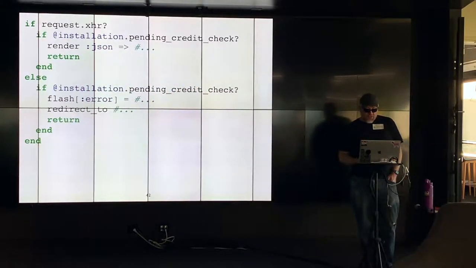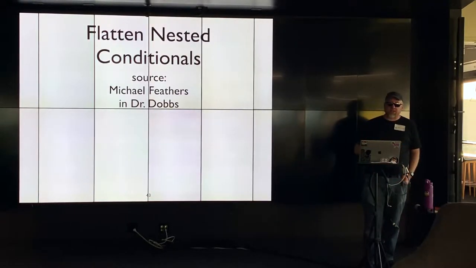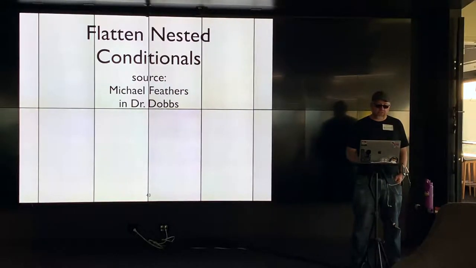Fortunately, both the distracting details and the duplication have the same solution. I'm going to take these two layers of if statements and I'm going to invert them. To accomplish this, I'm going to use a technique called flatten nested conditionals. This is not in the refactoring book. I stumbled across this in a Dr. Dobbs article by Michael Feathers. It's a useful one to have up your sleeve. So I'm going to go through it in some detail at this point.